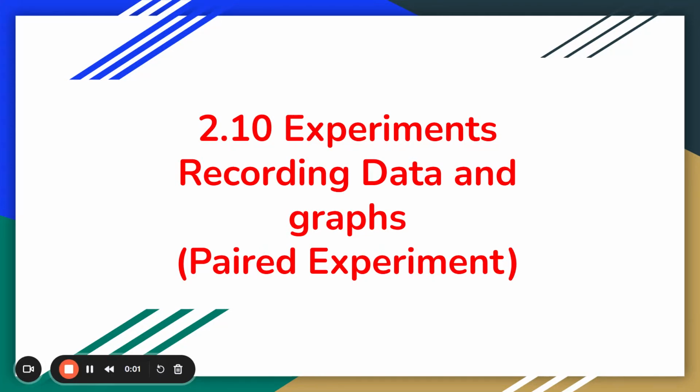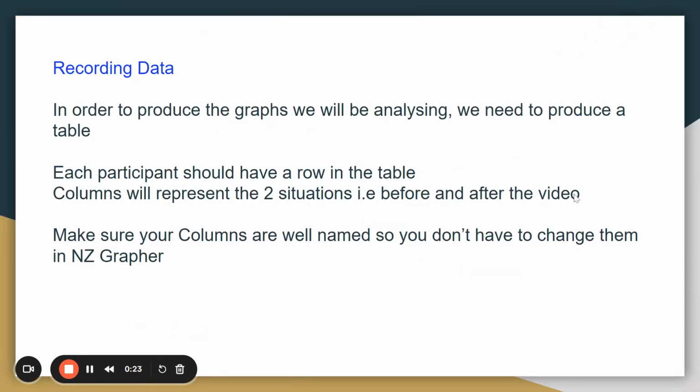This is the third video in my sequence on 2.10 experiments, the NCEA Level 2 standard. Today we're looking at recording the data and drawing the graphs. In this particular set of videos, we're looking at paired experiments, so what happens to a participant before and after some sort of treatment. We want to be able to draw a graph that shows the difference, or what has been gained or lost because of that treatment.